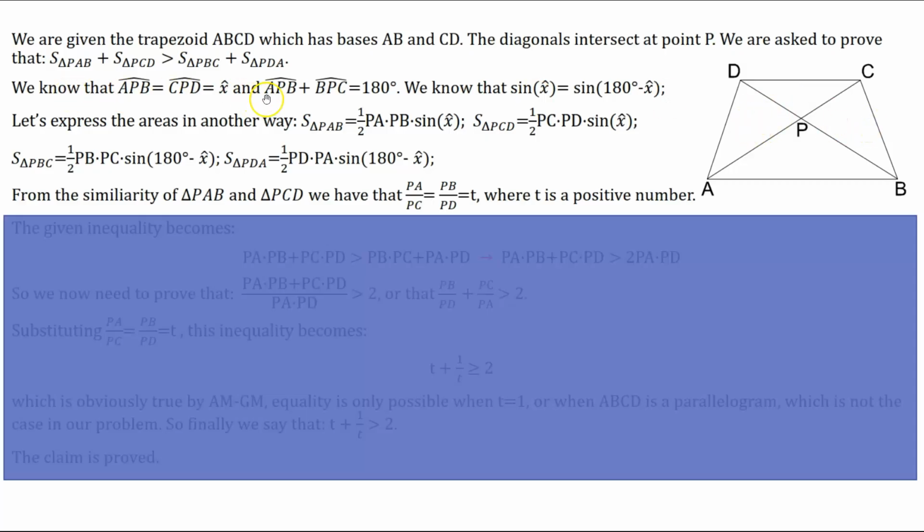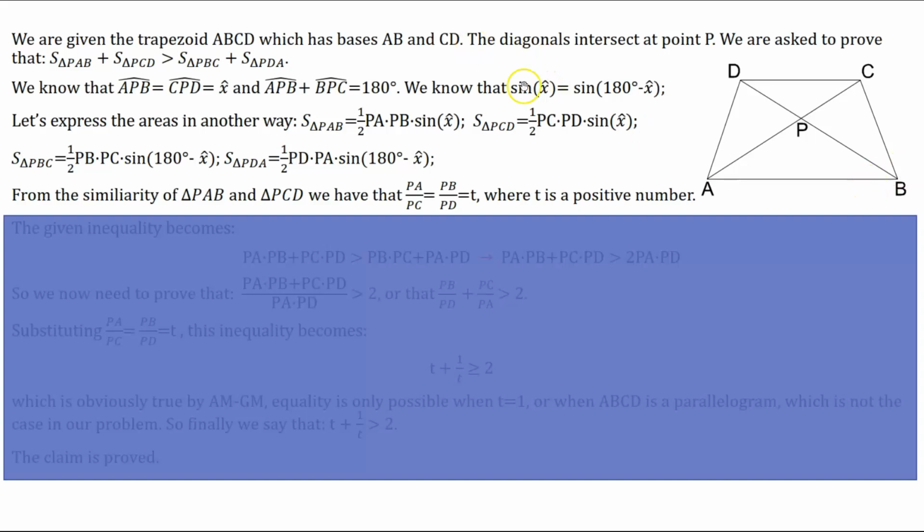Now, first of all, let's make some definitions. We have that angle APB is equal to angle CPD. They are equal, let's say, to the angle x. And also angle APB plus angle BPC is equal to 180 degrees. On the other side, we know that the sine of an angle x is equal to the sine of an angle 180 minus x.